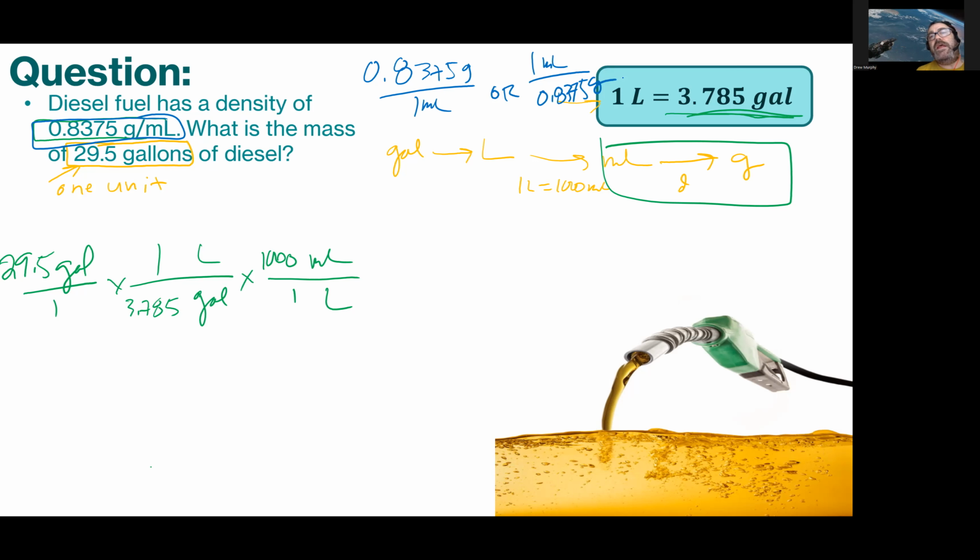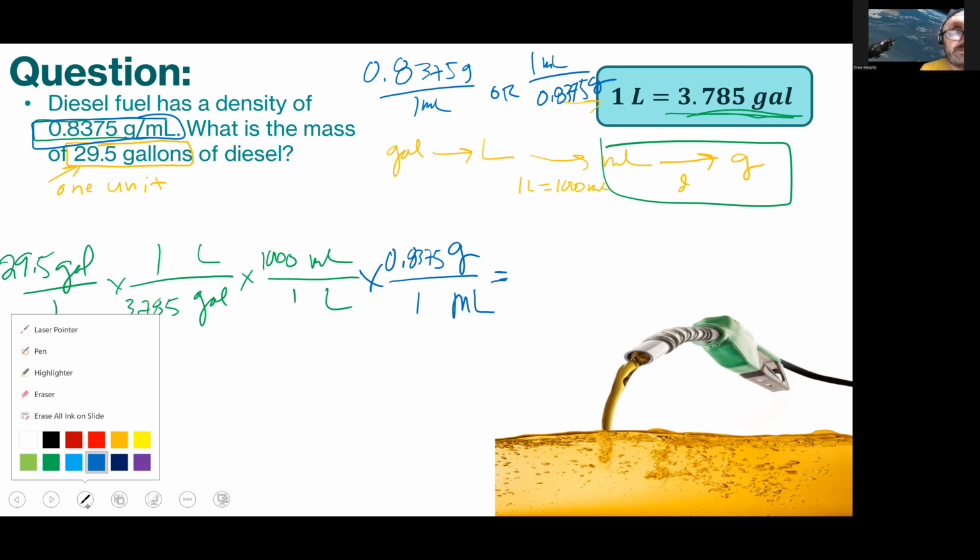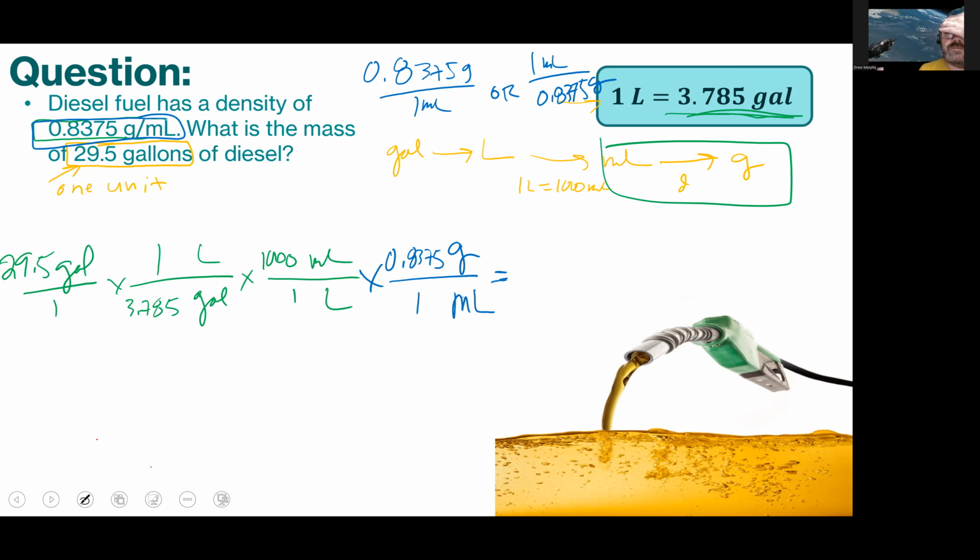Now, if we look back at our problem, we have 1,000 milliliters on top and we want grams for our answer. So the milliliters has to cancel and the grams has to go on the top. We know the number goes with the grams, so this is 0.8375 grams for 1 milliliter. Grams is a unit of mass, so I'm going to say we're done. It wasn't asked for kilograms or milligrams or whatever, so we'll just leave it at grams. If you're given a specific unit, go to the specific unit, but here grams is fine.